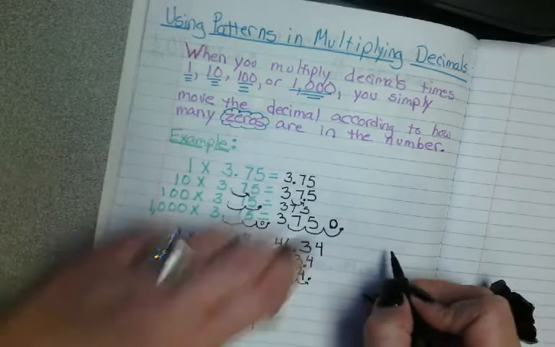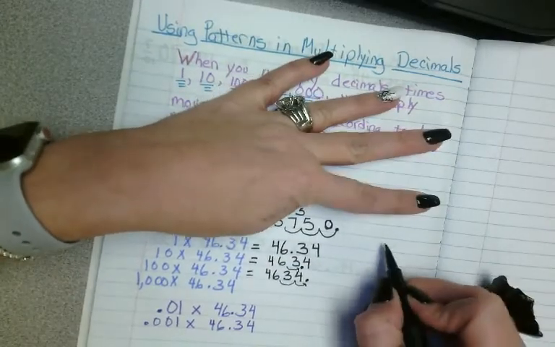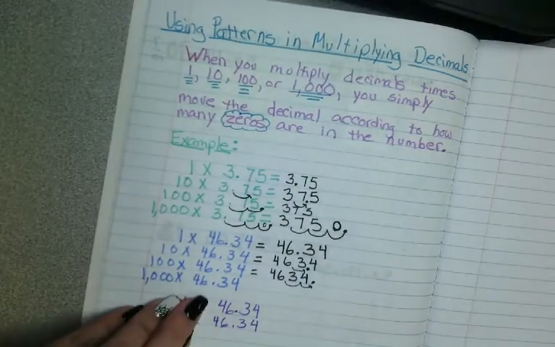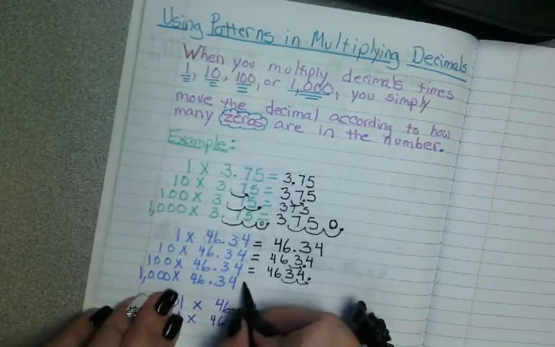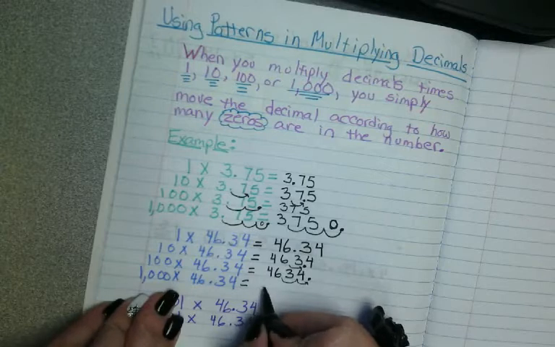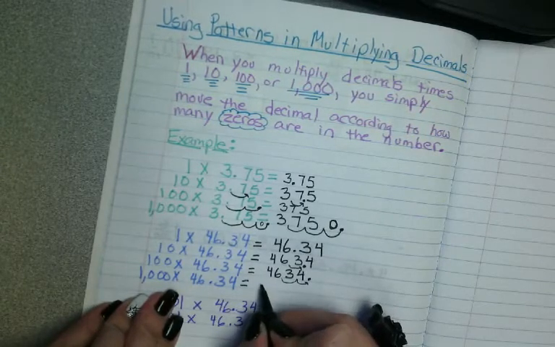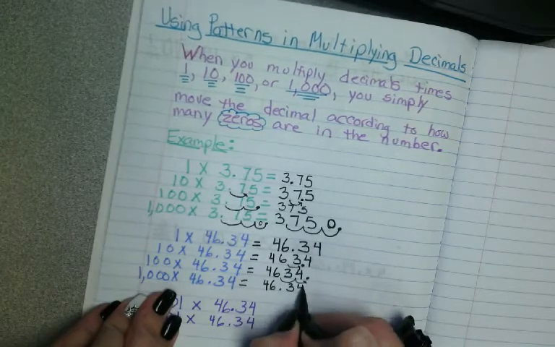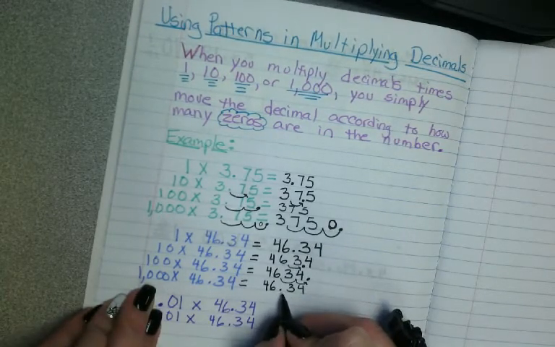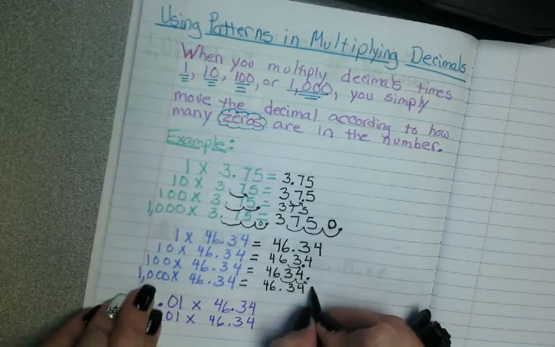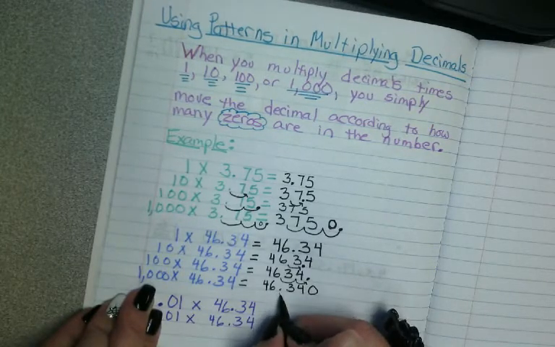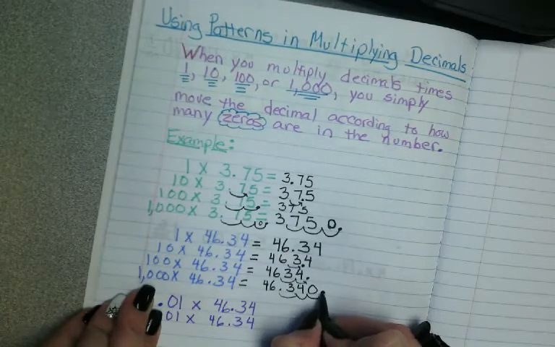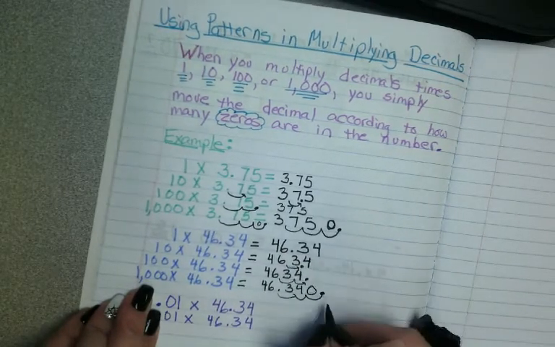So if I were going to do it using standard algorithm, I would have to line up. It would be a mess. I'd have zeros all over the place. So this works very well for us. And the same thing with times 1,000. So 46 and 34 hundredths. My decimal will now move a total of 3 times, which means I'm probably going to have to add a 0. So that means it will go 1, 2, 3. There it is.